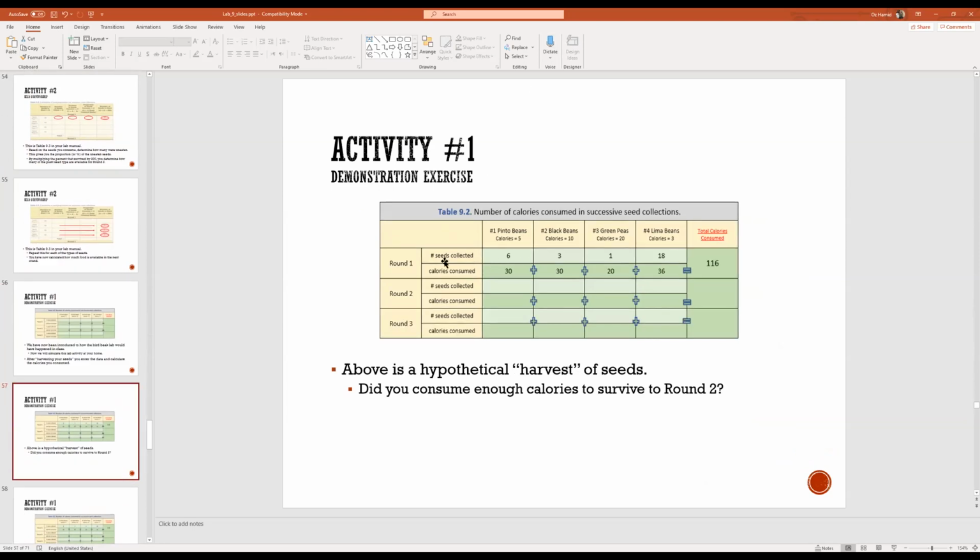So here, for example, you collected in your first round 6 pinto beans. 6 times 5 is 30, so you have 30 calories consumed there. You collected 3 black beans. 3 times 10 is 30, so you have 30 calories consumed there. You collected 1 green pea. Green peas have 20 calories, so you have consumed a total of 20 calories there. And then you collected 18 lima beans. Each lima bean is worth 3 calories, so you would have consumed 36 calories there. So for a total consumed of 116. So did you consume enough calories to survive to round 2? No, you did not.